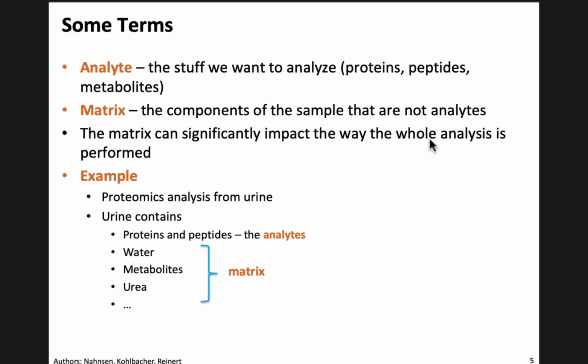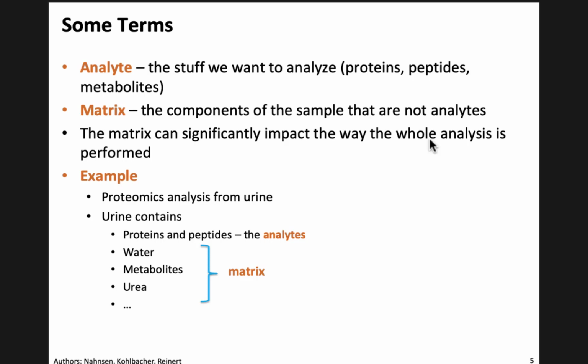So an example might be you do proteome analysis from urine. Urine contains proteins, peptides. That's what we're interested in, the analytes. And all the other stuff, that is matrix. Water, metabolites, urea, we don't need that, and we need to get rid of it.